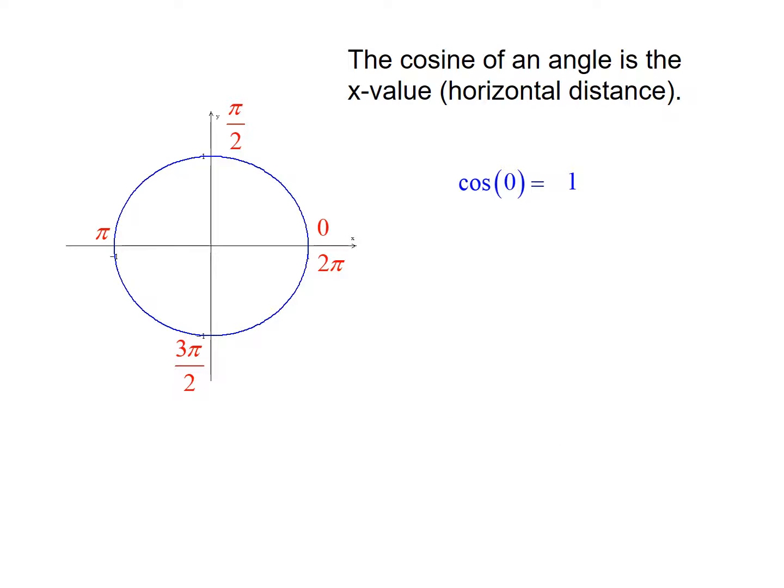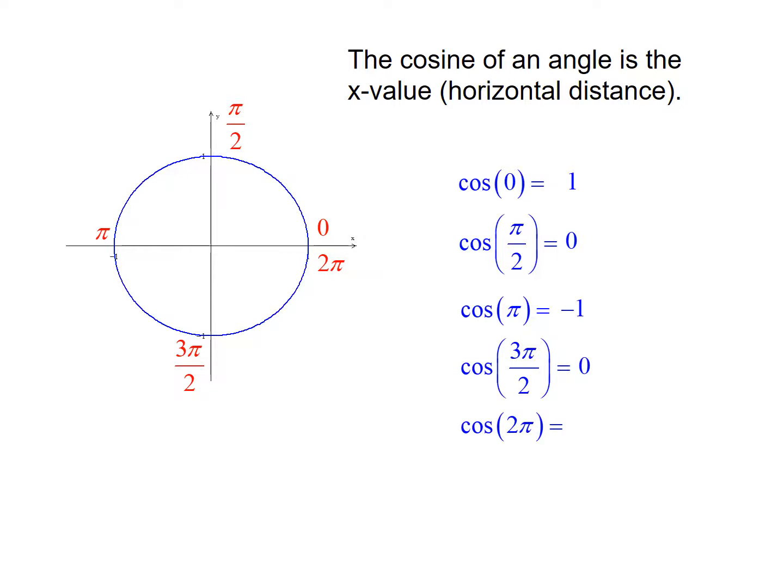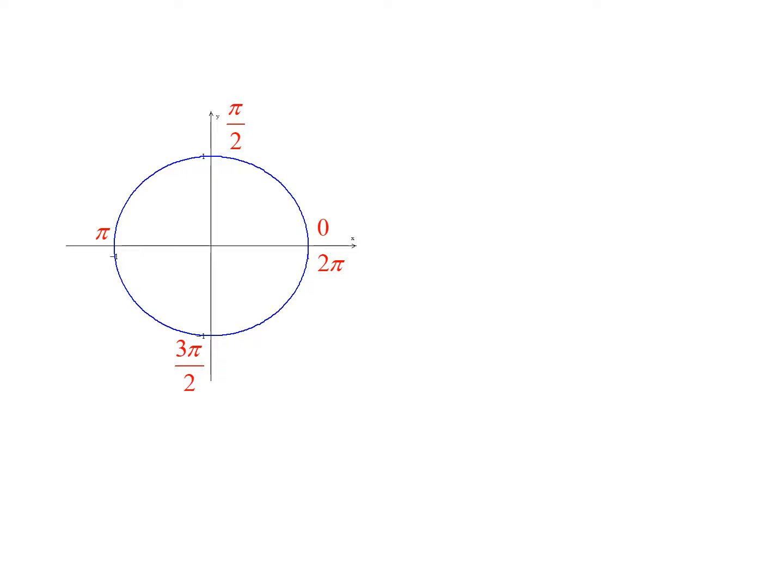Cosine is the x distance, so when we're at an angle of 0, we're out 1 unit. At pi over 2, we're out 0. Cosine of pi, we're left negative 1, and so on. And again, these are ones that we need to have memorized. We shouldn't have to look at the unit circle to come up with these.